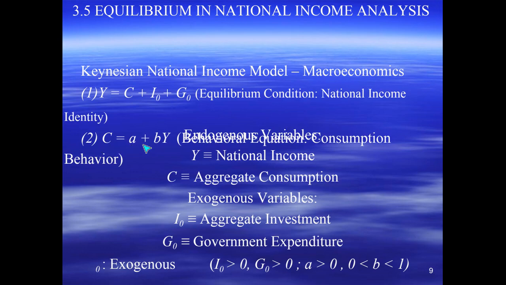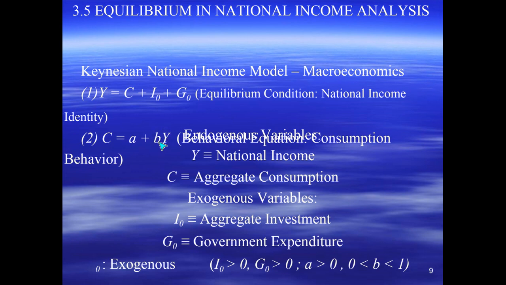So the second equation is C equals A plus BY. This is a behavioral equation, which is the consumption equation. The aggregate consumption of the society is the sum of two things. There is one item of consumption which is autonomous consumption. Autonomous of what? Of income, which doesn't depend on income. And another part which depends on income, and this one is formed of B times Y.